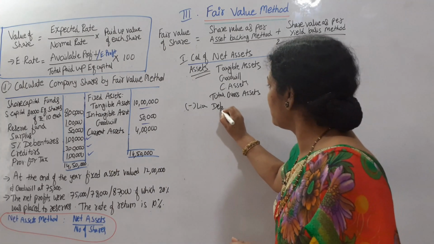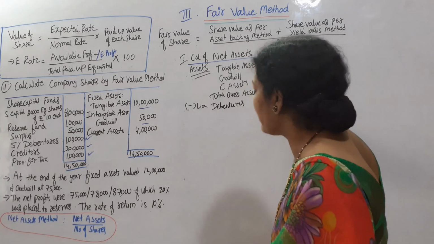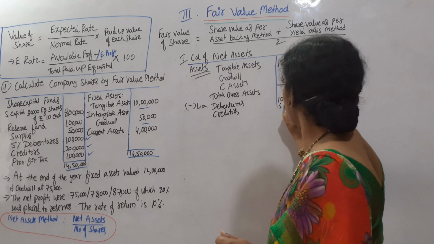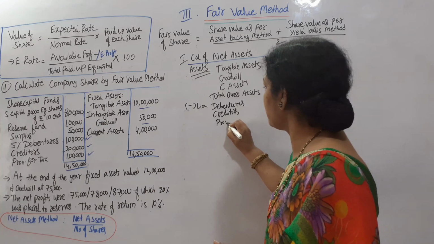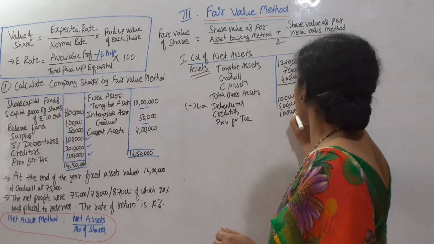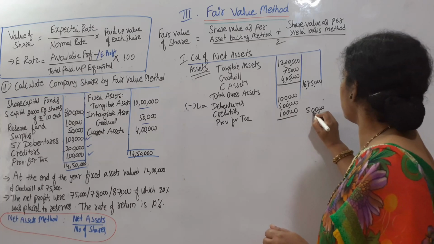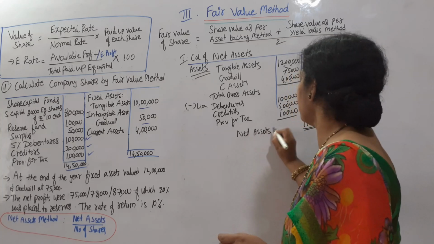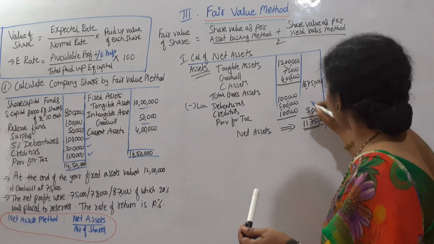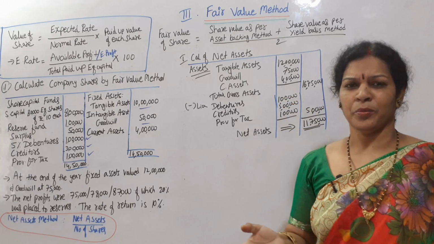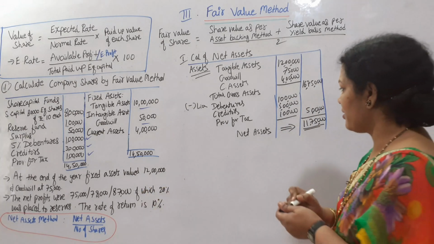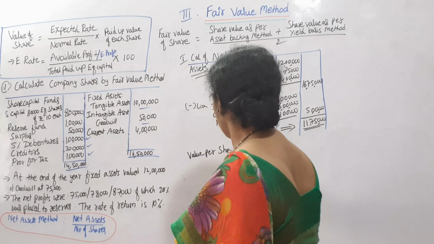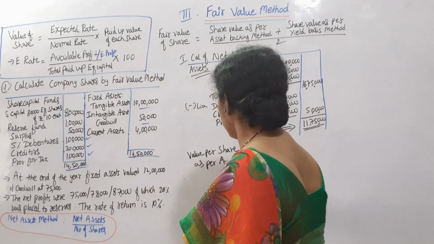So, first one debentures, 1 lakh, and creditors 3 lakh, and then provision for tax 1 lakh. If we deduct 5 lakh, we will get 11 lakh 75,000. So this is net assets. Net assets, you got it. Okay, am I clear about this? Once you get net assets, what is the problem to calculate the shares? It's very easy. We'll apply the formula, value per share as per the asset backing method or net asset method.